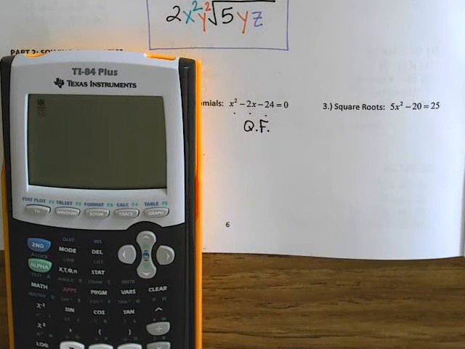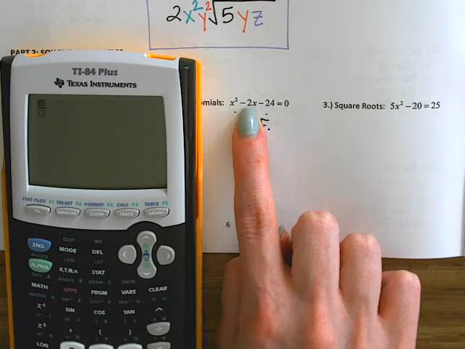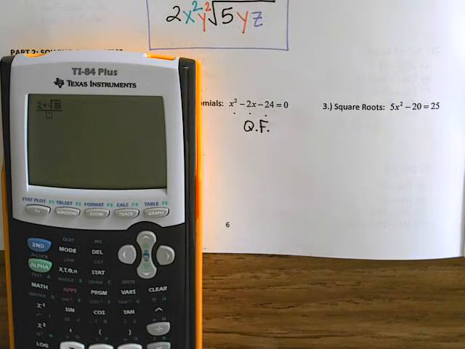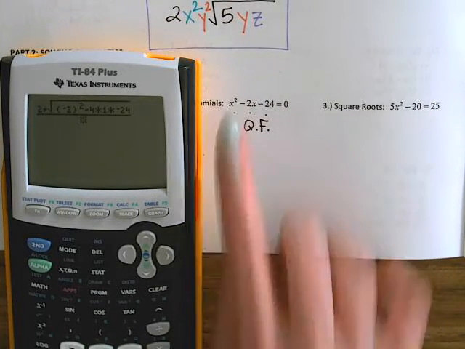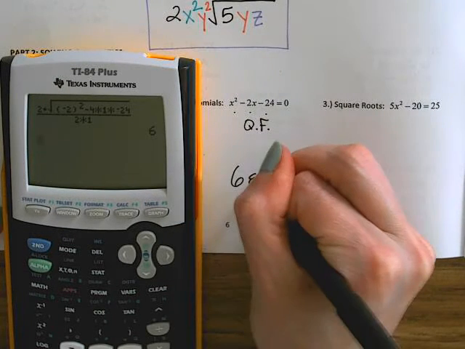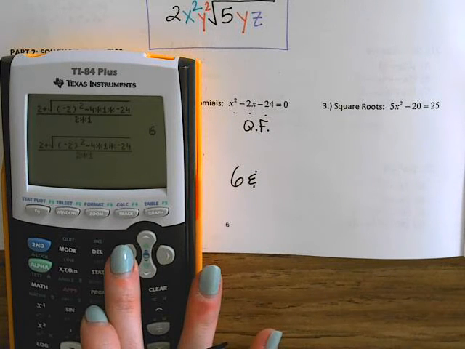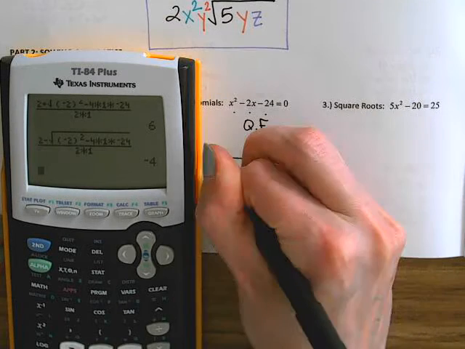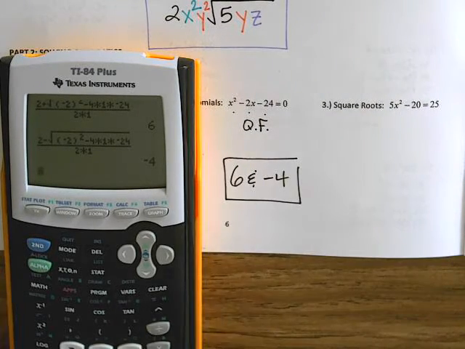So we make a fraction, x equals negative b, but a negative is a positive, plus or minus square root b squared. But if it's negative, you need parentheses, b squared, minus 4 times a is 1, times c is negative 24, all over 2a, so 2 times 1. All right, so one answer is 6. And then if you go back and edit and change the plus to a minus, you will get your second answer of negative 4. Okay, so that's quadratic formula.